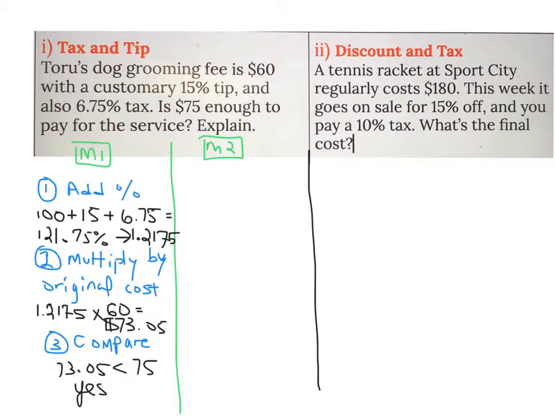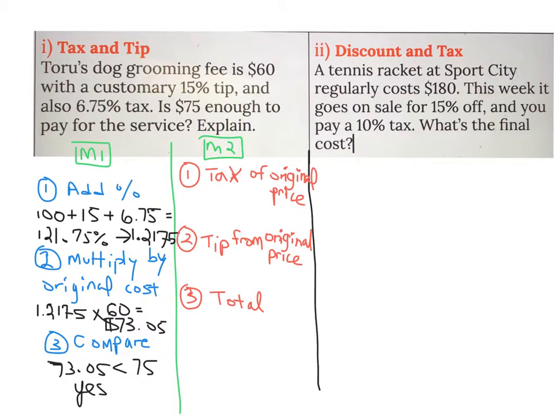Now in method two, we're going to calculate tax and tip separately, and we have to use the original price both times. At the end, we're going to find the total. Let's go back to step one. We're going to multiply $60 times the 6.75%. By doing that, you get $4.05, and that represents the tax of the original price.